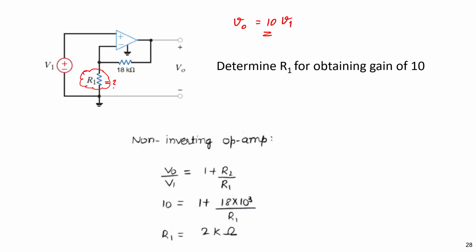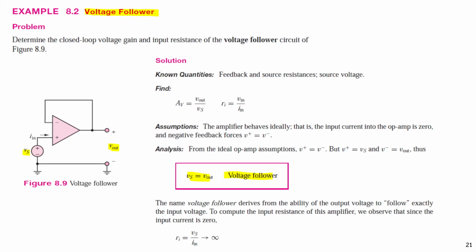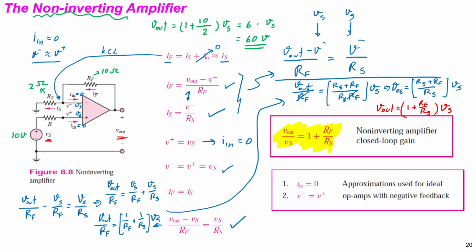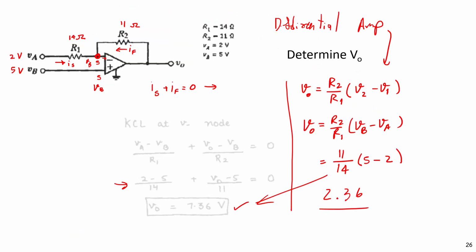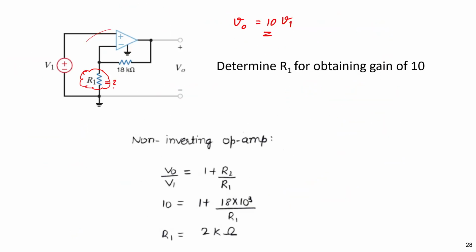So this is a non-inverting amp. With this non-inverting amp, we get Vout by V1, which is the gain of the non-inverting amp. Okay, so the non-inverting amp is this circuit, right? The voltage is input into the positive side here.